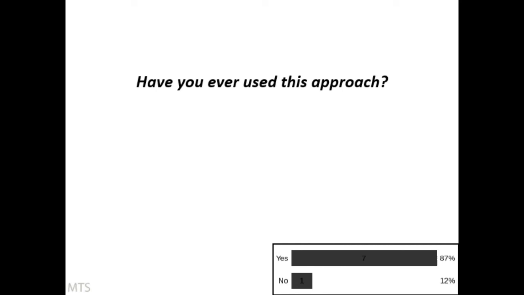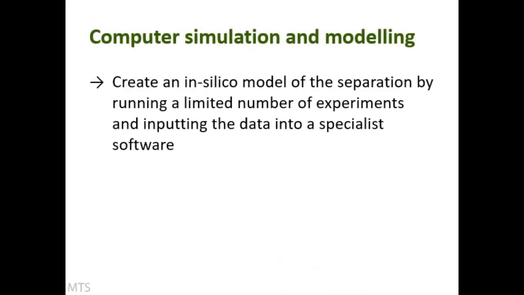This is our final one then, is computer simulation. And this is for optimization, so we saw it in the phase 2 side of our method development. What we do is create a model by running a limited number of experiments, and we put this data into specialist software. And some of the software that's out there, there's DryLab, one of the forerunners. There's LC Simulator from ACD Labs. ChromSword also does it. And there were some other packages out there, so there's a few of them.